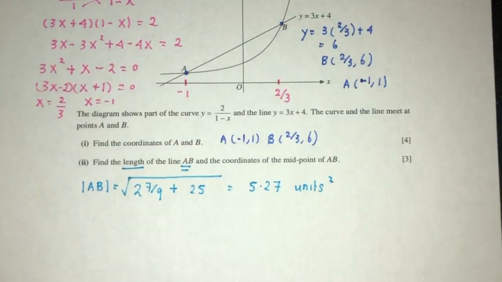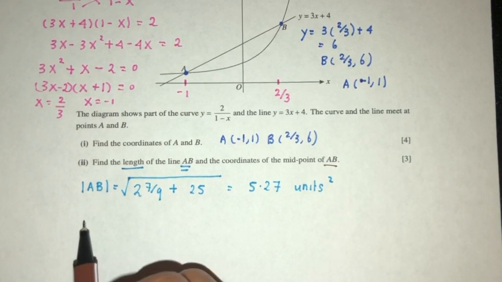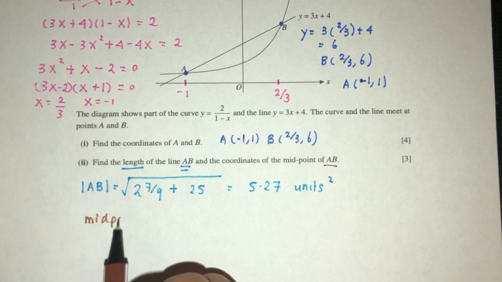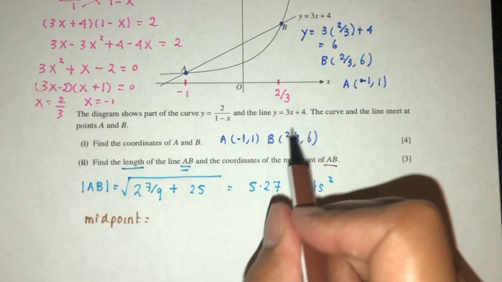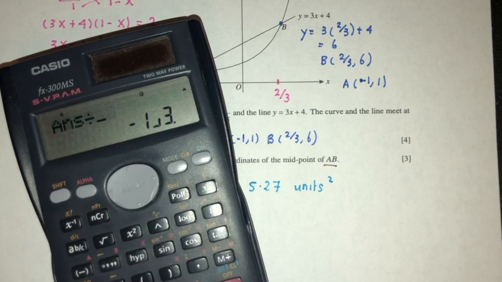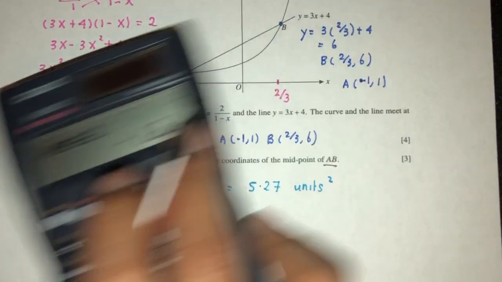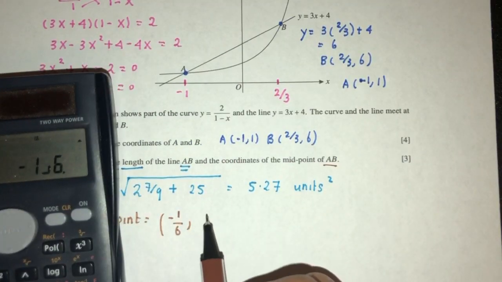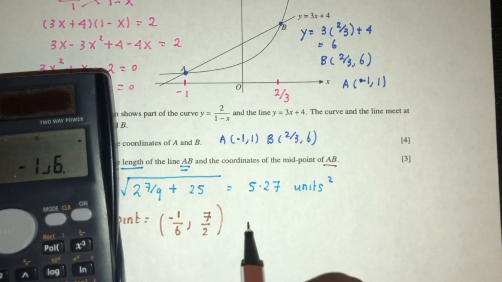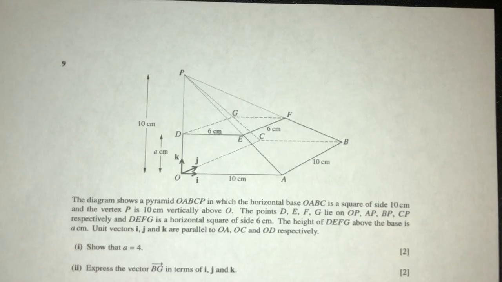Correct to 3 SF. Now find the midpoint of AB, again pretty easy. We just use the formula, which is what? Midpoint: x1 plus x2, so minus 1 plus 2/3, divided by 2, is minus 1/6, and then this plus this should be 7/2. This is the midpoint of AB. Let's move on to the next question.